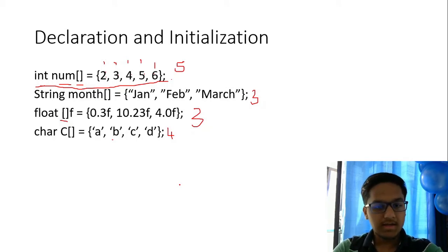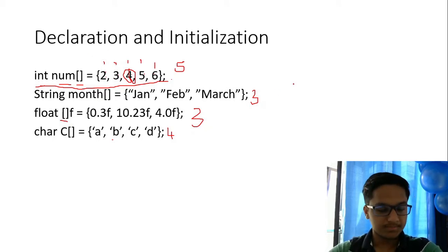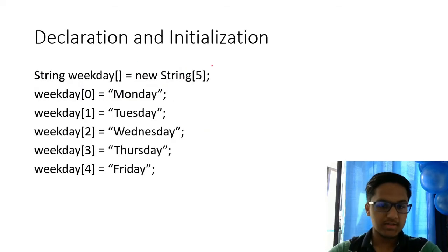Now, how do we access a single variable? Let's say I want to access the variable 4 from this array. How do I perform operations with that? How do I print that value? So let's see how we do it. To do that, we need to know about the index of a number. So let me show you the next example.